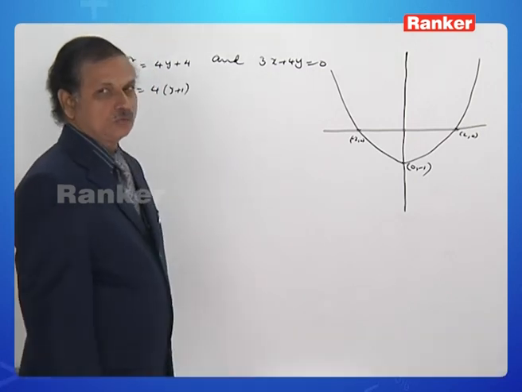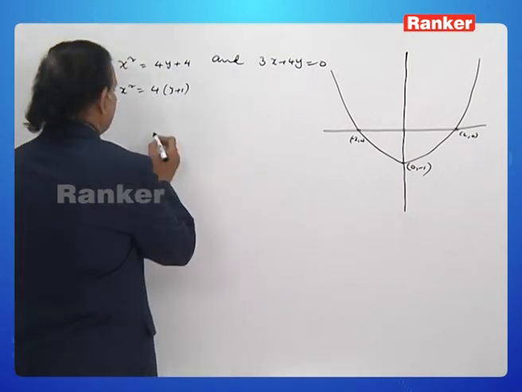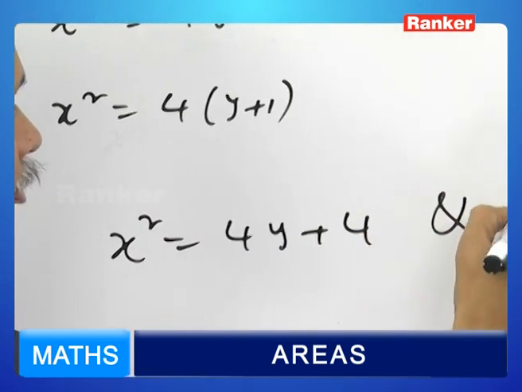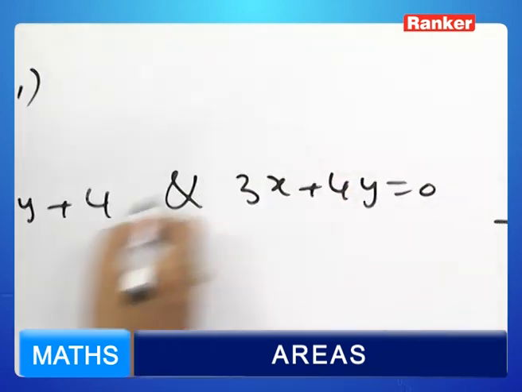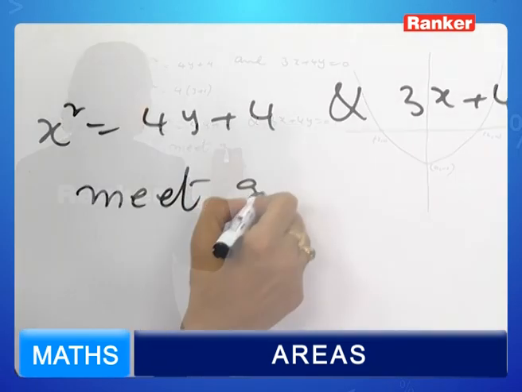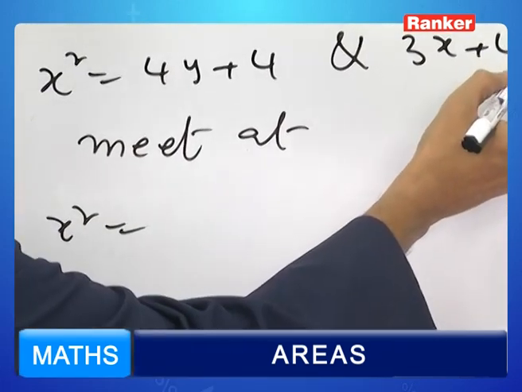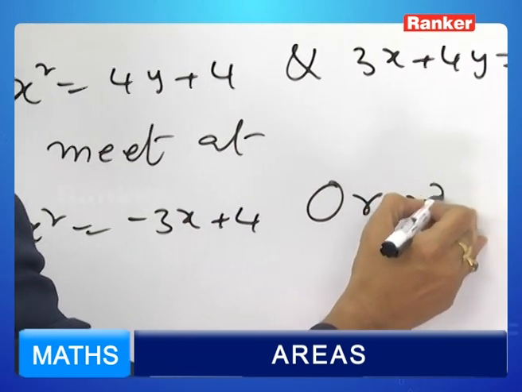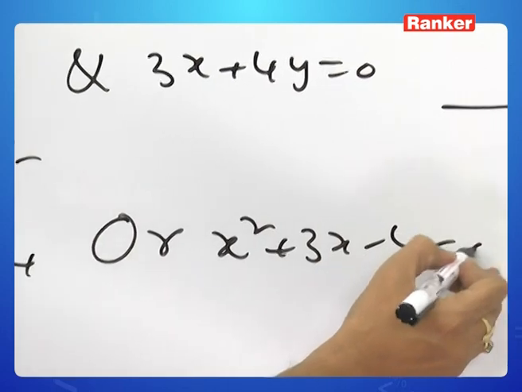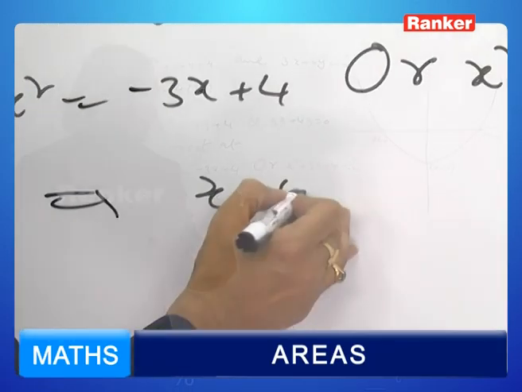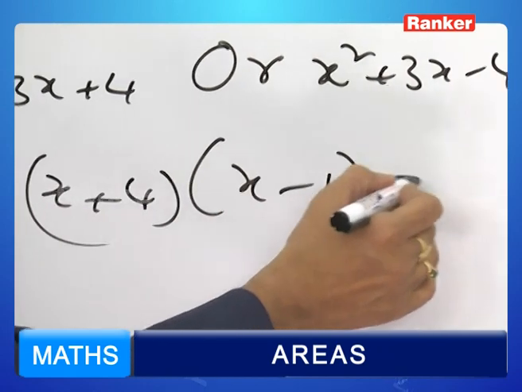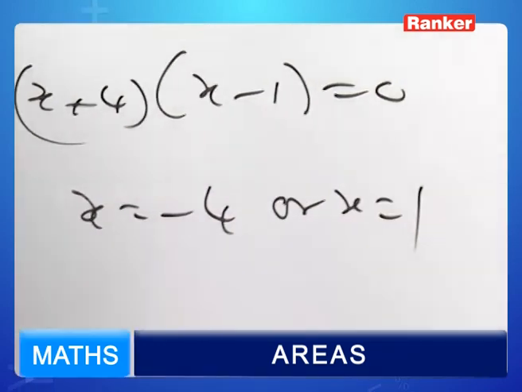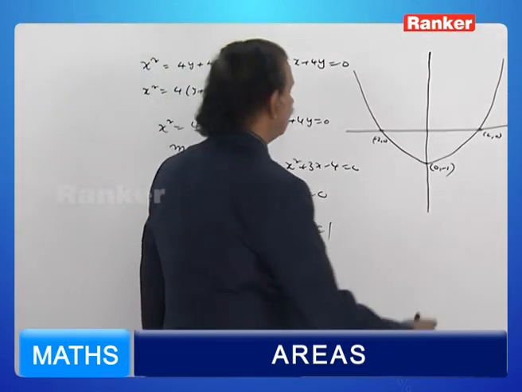That only offers you the correct way to guess the answer. Look here: x² = 4y + 4 and 3x + 4y = 0 meet at... In place of 4y, you can write -3x. So x² + 3x - 4 = 0, which implies (x + 4)(x - 1) = 0, which implies x = -4 or x = 1.